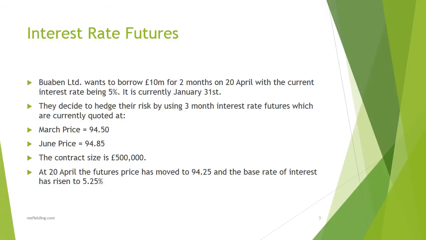Right, it tells us that Ben wants to borrow £10 million for 2 months from the 20th of April. So we'll take the loan out on the 20th of April, and then it will be repayable on the 20th of June. And the interest, as of today being the 31st of January, is 5%. Notice as well that 5% is given to you as an annual rate of interest. So the bank's telling you it's 5% per annum, so 2 months is obviously 1/6 of that. That's your basic situation.